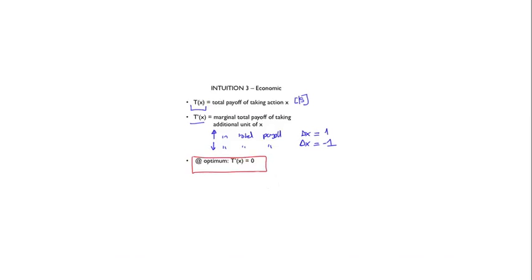Now, given this, it has to be the case that at the optimum, the marginal total payoff is 0. Why? Think about it. Being at the optimum means that you cannot change your action and do better. But if T prime of x is different than 0, this implies that you can improve by either an increase or a decrease in your action. In other words, if the marginal total payoff is not 0, there is something else you can do that is better, in the sense of improving your total payoff.